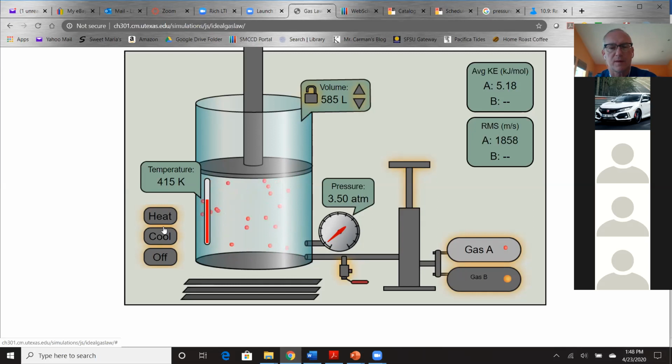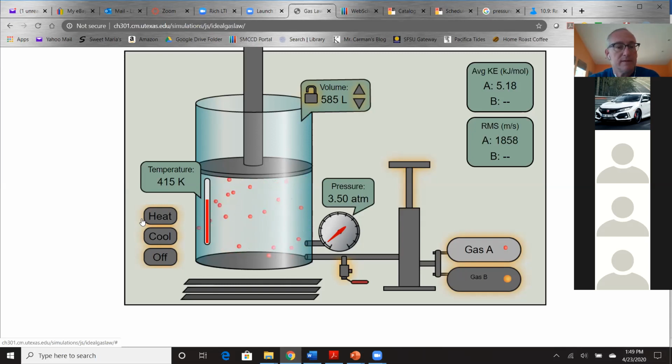Wait. So we're supposed to record temperature, volume, pressure, and what was the other one? Speed, right? Well, you can make a note of the speed, but really it's the volume we're looking at this time. Last time we looked at the relationship between the volume and the pressure. This time we're looking at the relationship between the temperature and the volume.